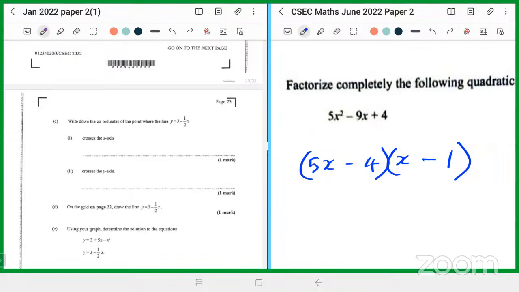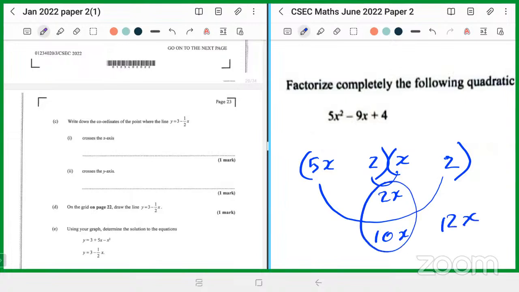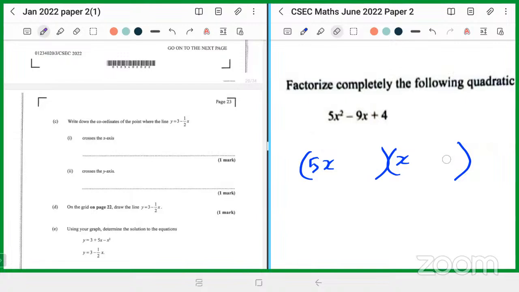And then as I said, the middle term is always the far product plus the near product. And if I tried 2 and 2, because the other factor pair I could try was 2 and 2, instead of 4 and 1, then my far product would be 10x and my near product would be 2x. These add to 12x, but my middle term is 9x. That means that it cannot be 2 and 2, right? So that is why it is so easy to factorize. So the correct answer is that I must put 4 here, 1 here. Signs are the same. They are both negative. Minus, minus. That's it.